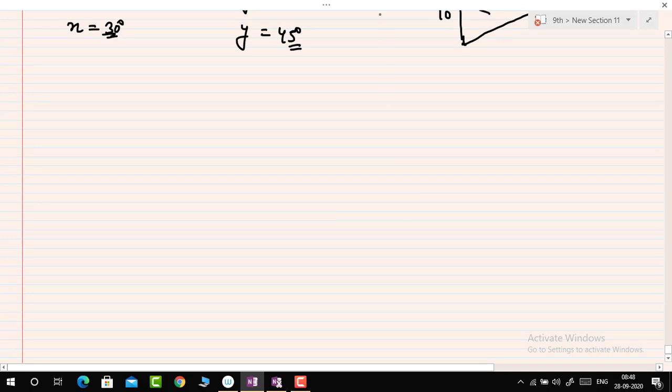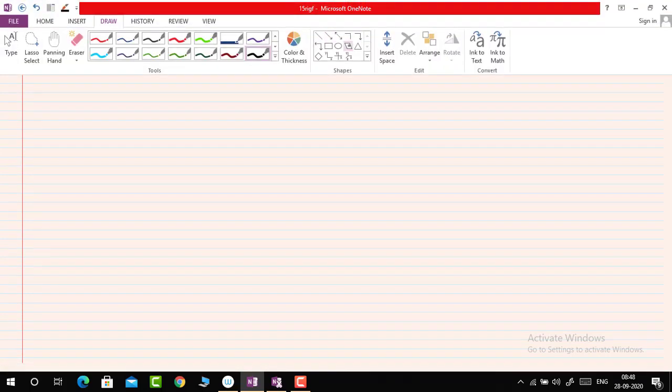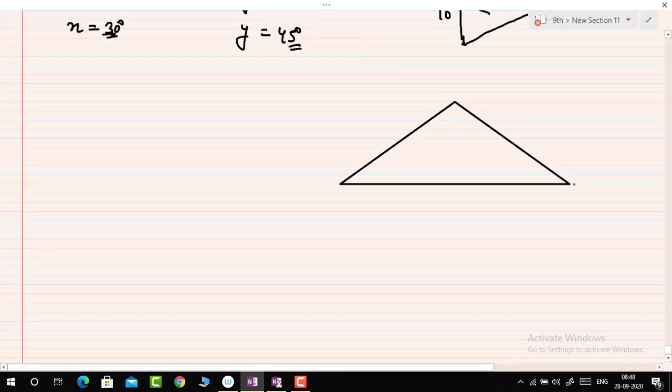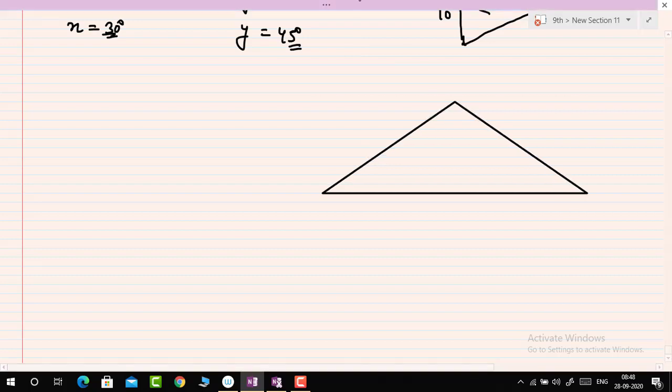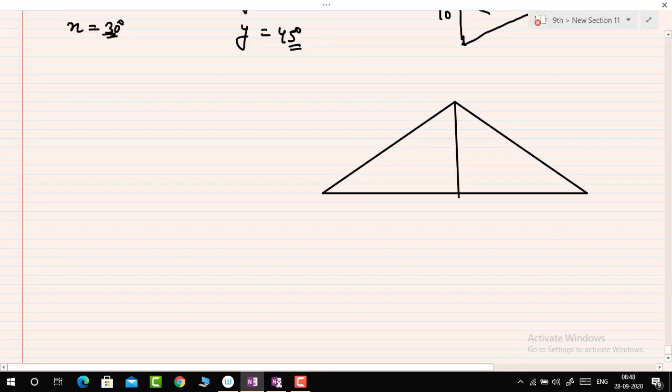Now in the next figure, there is again a triangle which is having a perpendicular in the middle. So this is angle theta. Here it is showing 20 centimeter and it is 10 centimeter. This is 45 degree. The names are A, B, C and D. Okay. So we need to find the length of BD.